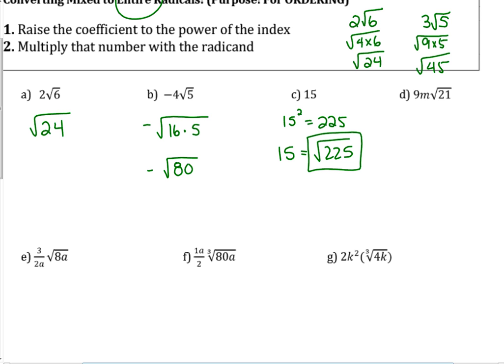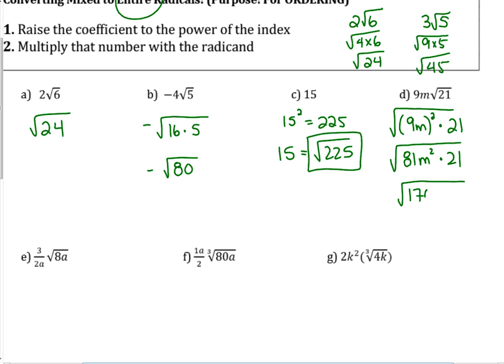Okay, we're going to square it to bring it inside. We're going to square both of them. So the 9 and the m, we want to raise to the power of 2 before we multiply it by 21. 9 squared, what does that turn into? 81. M squared, well, is m squared. And what is 81 times 21? That's a large number. 1,701 m squared.